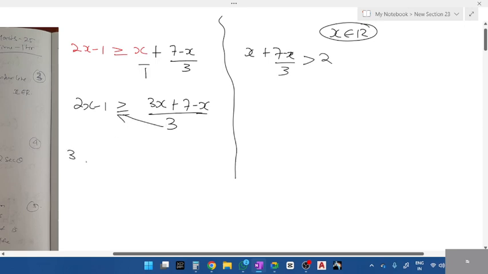First multiply. Naomi, you have to write even this step, Naomi. Don't try to do it directly. Naomi and Mariana, I've seen your wrong answer. You have to write 3 into 2x minus 1. Then 3x plus minus x. Yes?